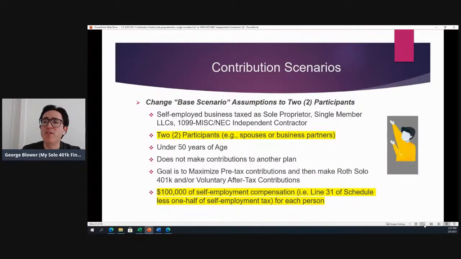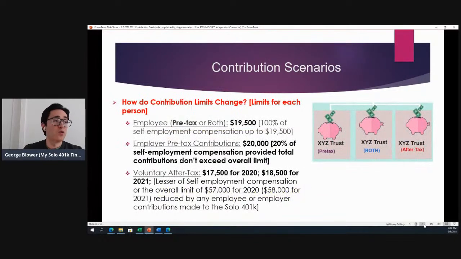Okay, let's go back to the base, and now we're going to change it so it's a two-participant scenario. So let's say it's a husband and wife or two business partners, two spouses. Then they're both working in the same self-employed business. They each have $100,000 of self-employment compensation. So really the key takeaway is that the limits are the same, but each person can make these contributions.